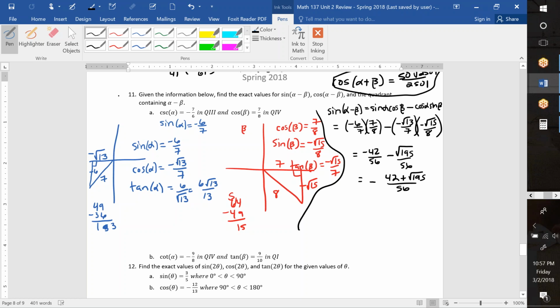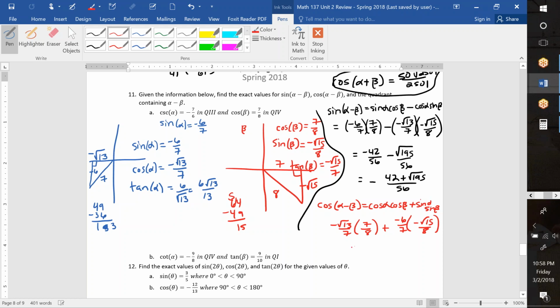And I did do this one correctly in class. I don't know why my brain was telling me that I had the formula backwards, but cosine of alpha minus beta is, remember, antisocial and disagreeable, so it's actually going to be cosine alpha cosine beta plus sine alpha sine beta. So then cosine of alpha is negative square root of 13 over 7. Cosine of beta is 7/8. Plus sine of alpha is negative 6 over 7 times sine of beta is negative square root of 15 over 8.